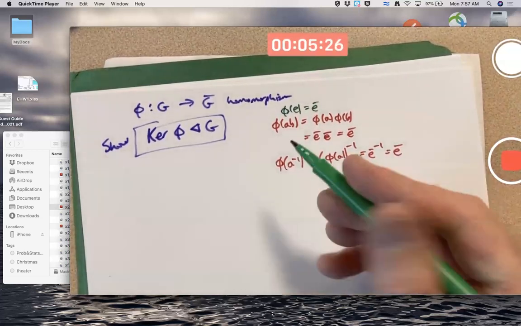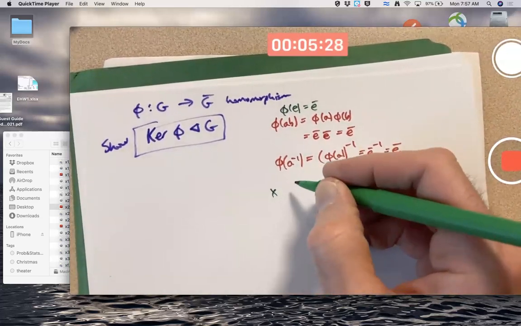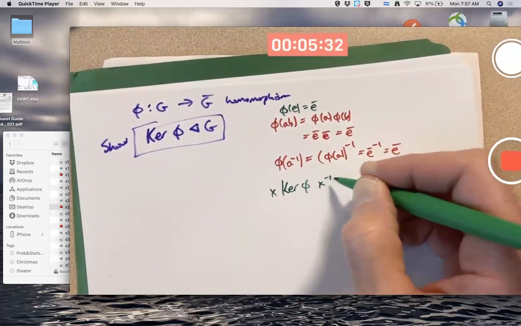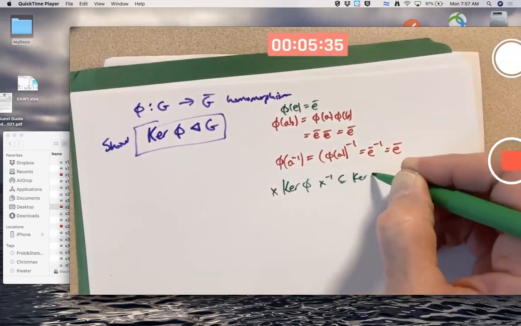Then you'd want to show for an arbitrary x, say that a in the kernel of phi, x a x inverse is a subset of the kernel.